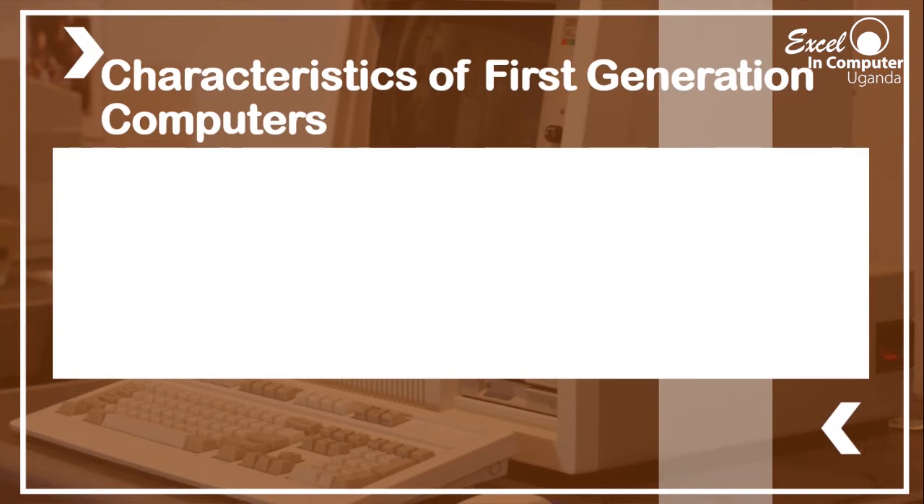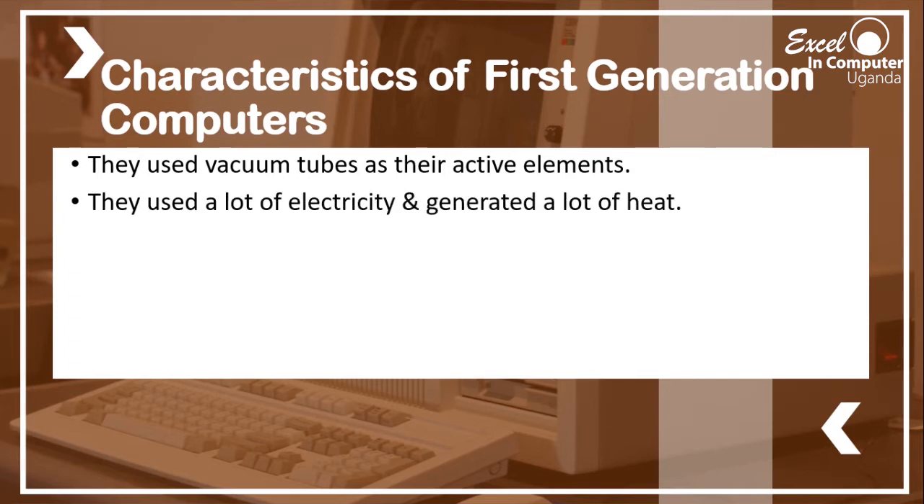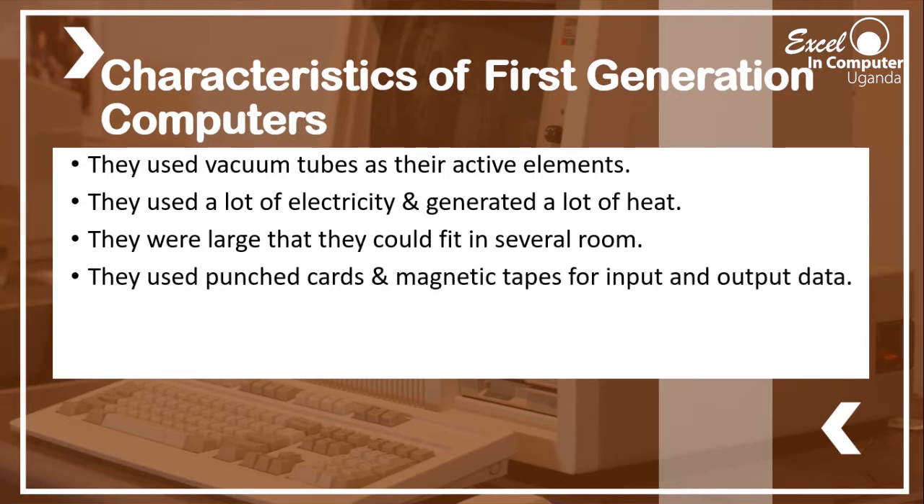So after I've looked at that, we are going to look at the characteristics of first generation computers. They used vacuum tubes as their active elements, so they used vacuum tubes in their processing of data. They used a lot of electricity and generated a lot of heat. They were large in size that they could fit in several rooms. As you saw, the computer was really big, it was fitting in one room. They used punched cards and magnetic tapes for input and output of data.